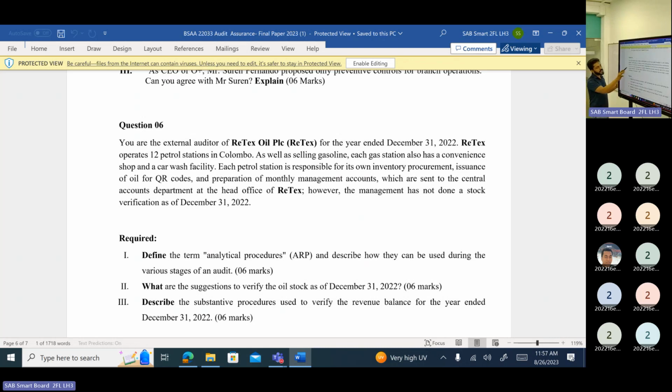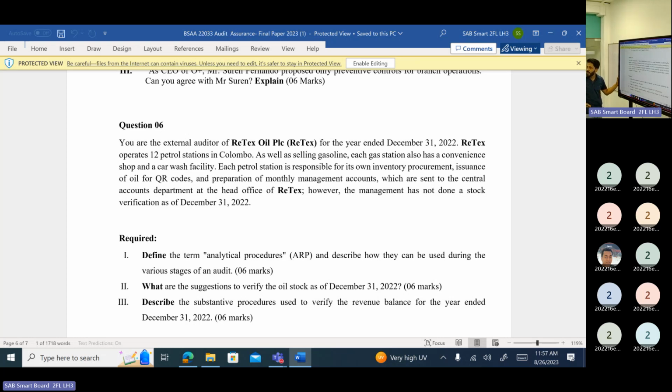Retex operates 12 petrol stations in Colombo, as well as selling gasoline. Each gas station also has a convenience shop and a car wash facility. Each petrol station is responsible for its own inventory procurement, issuance of oil for QR codes, and preparation of monthly management accounts. So then, according to this QR code and those controls, you have to suggest your audit procedures.